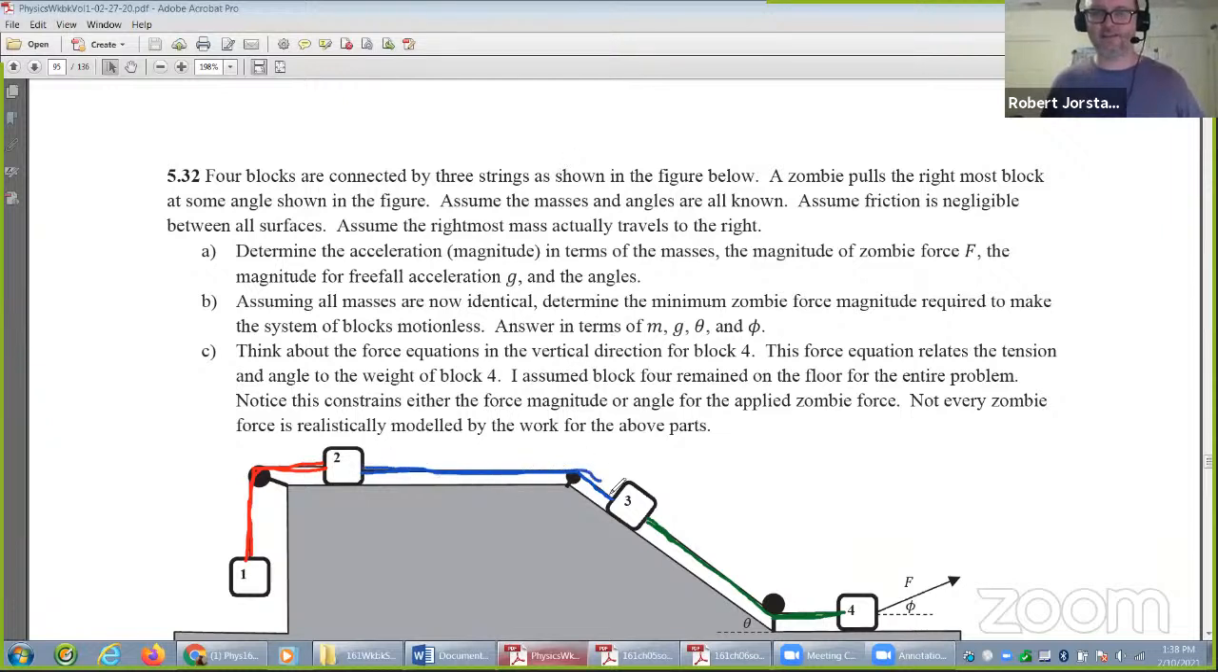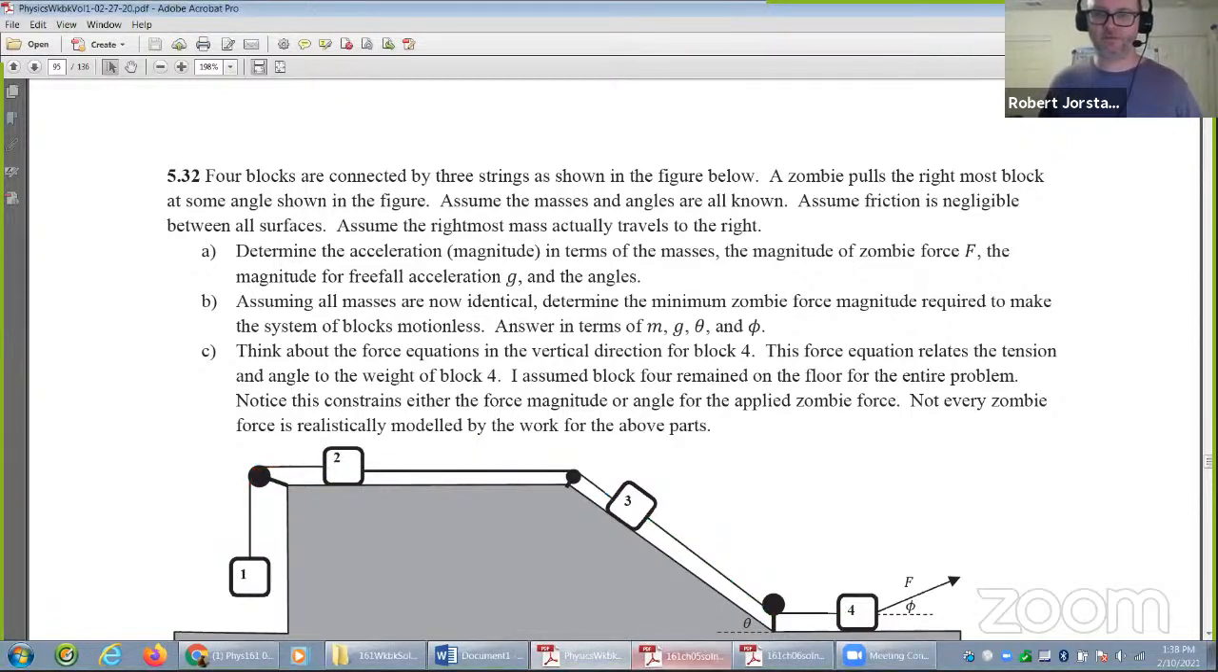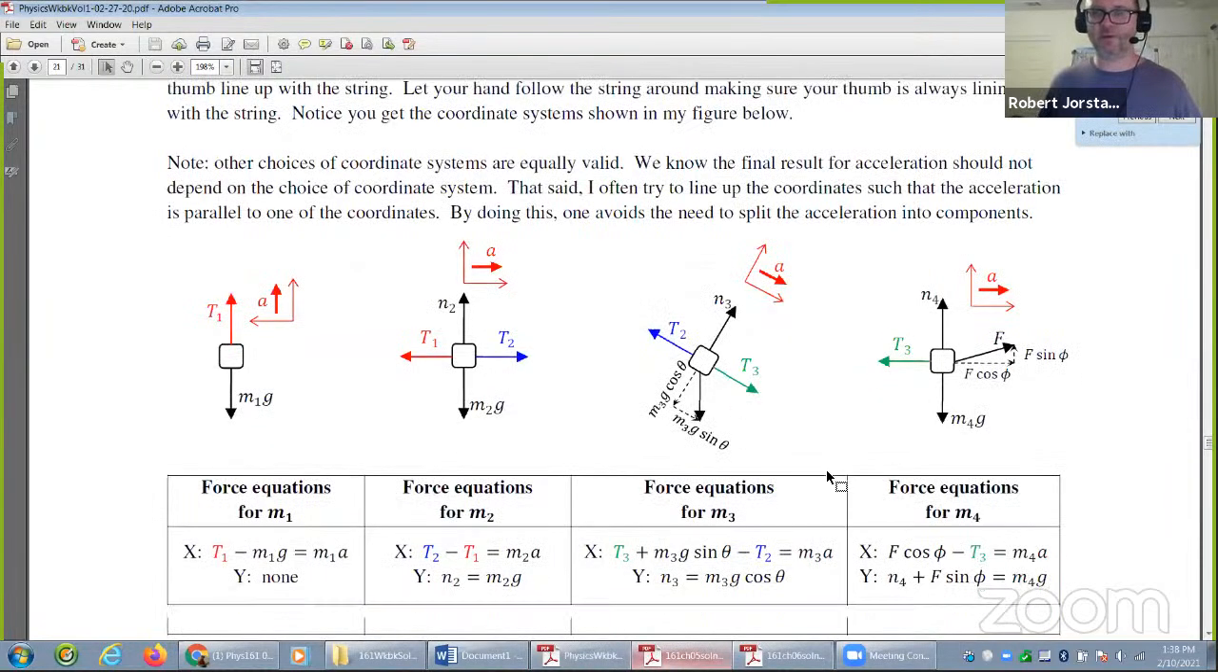We're assuming an ideal string and an ideal pulley, which allows us to do this trick. Everything in this string is T2. Everything over here is T1. And everything over here is T3. All right. Let's clear that out and go back to the solution, see if there's anything else. Oops, this one. So that's where I got those.